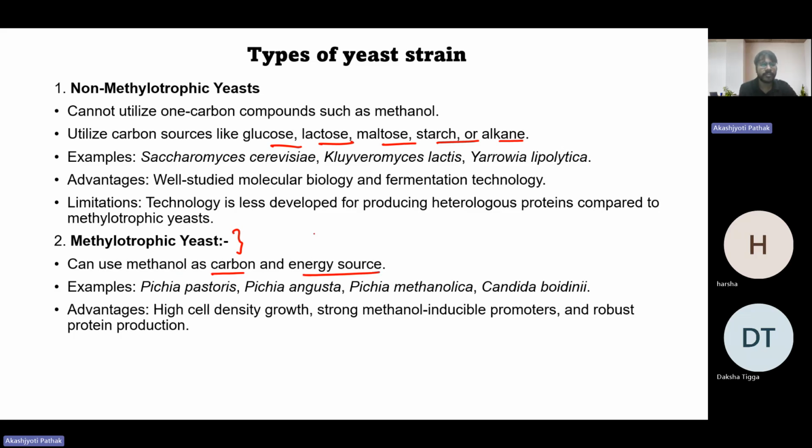The examples of methylotrophic yeast are Pichia pastoris, which is very commonly used, and Pichia angusta. If you are culturing these types of yeast, you can add only methanol to the culture media. You do not need glucose, lactose, all these things. Whereas if you are culturing non-methylotrophic yeast, you need to add all these nutrients in your media. So remember the names of a few of these methylotrophic and non-methylotrophic yeast.